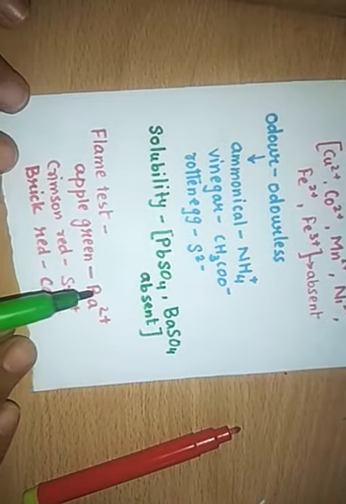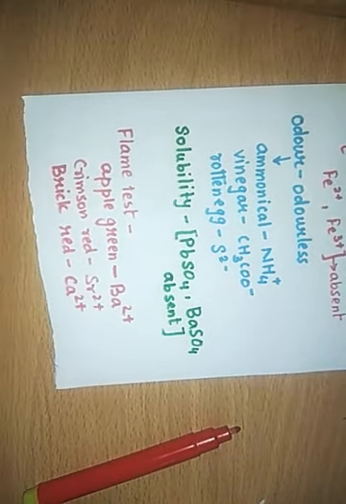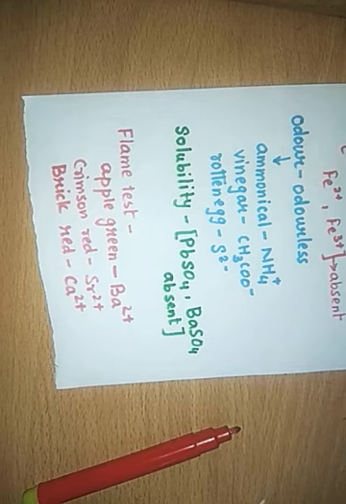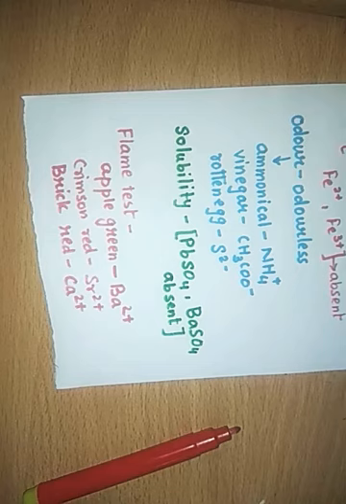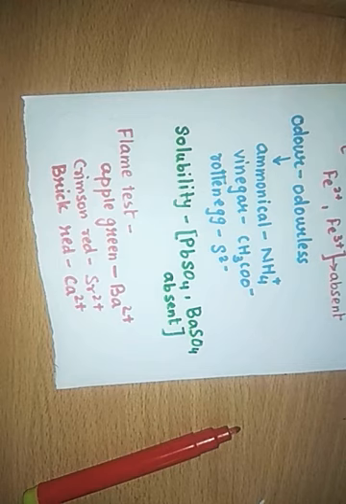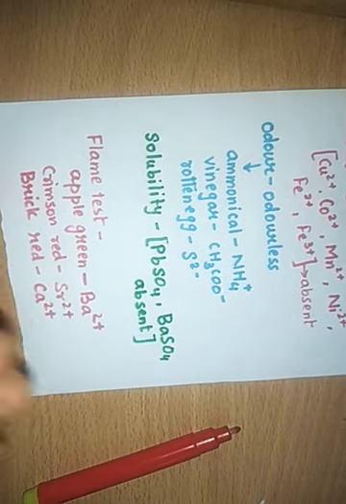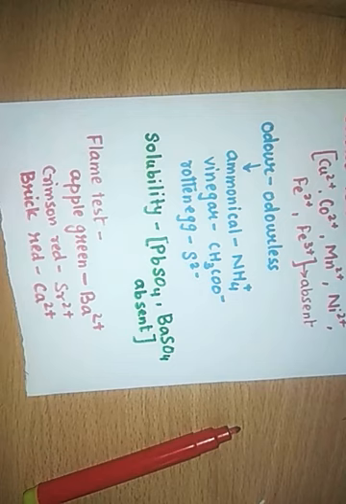Now in the next video we will see the preliminary test for acidic radicals, that is anions, and then the confirmatory test for acidic radicals. After that, we will see the preliminary test for cations, that is basic radicals, and the confirmatory test for basic radicals. After that, we can conclude that the inorganic salt contains this cation and that anion. I hope you have understood this.